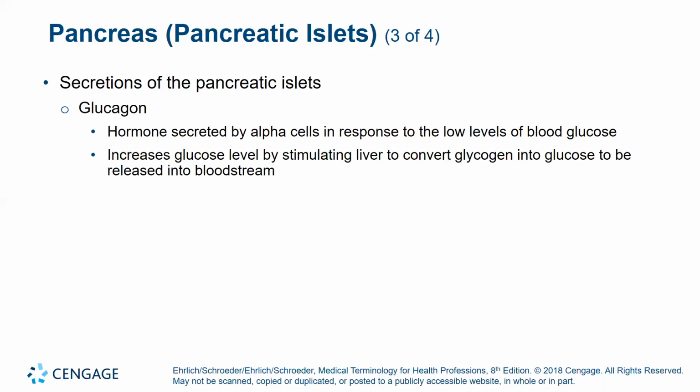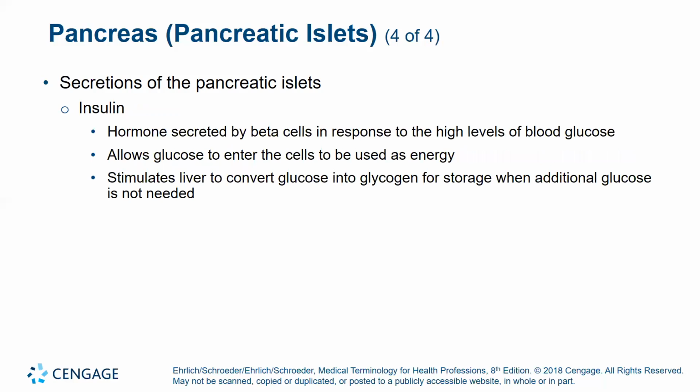We have glucagon. This is a hormone secreted by the alpha cells in response to low levels of blood glucose. It increases glucose levels by stimulating the liver to convert glycogen into glucose to be released into the bloodstream. We have insulin. This is a hormone secreted by beta cells in response to high levels of blood glucose. It allows glucose to enter the cells to be used as energy, and it also stimulates the liver to convert glucose into glycogen for storage when additional glucose is not needed.